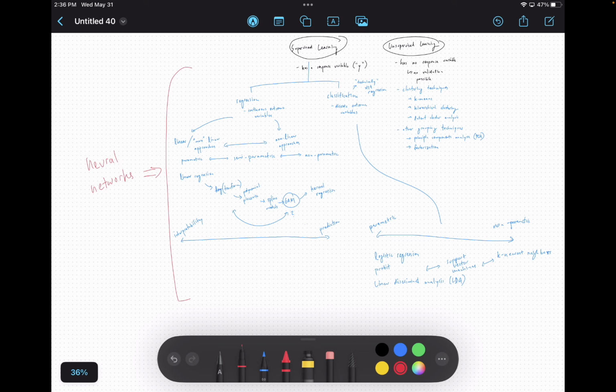However, generally your neural networks are going to be focused more on prediction. On the scale of parametric to non-parametric, it's going to be somewhere here, in the semi-parametric area, right? Because you technically do have parameters, which are the weights in your neural networks. So it won't be totally non-parametric.